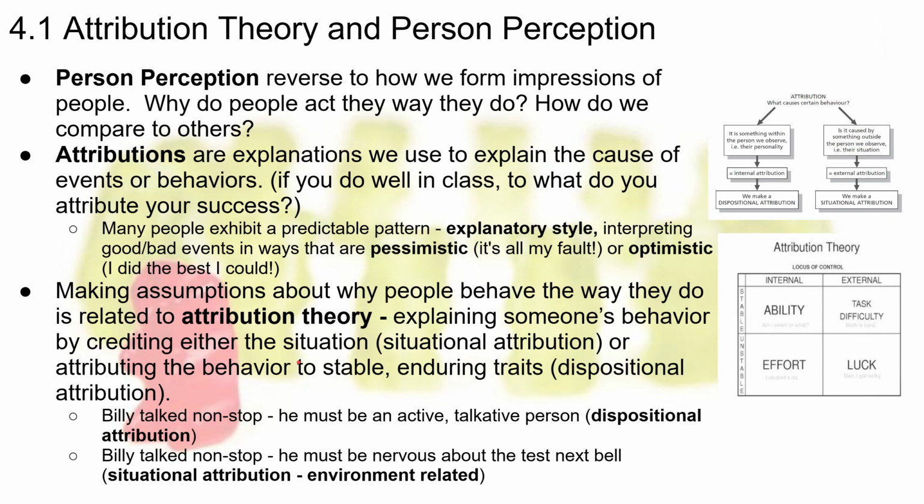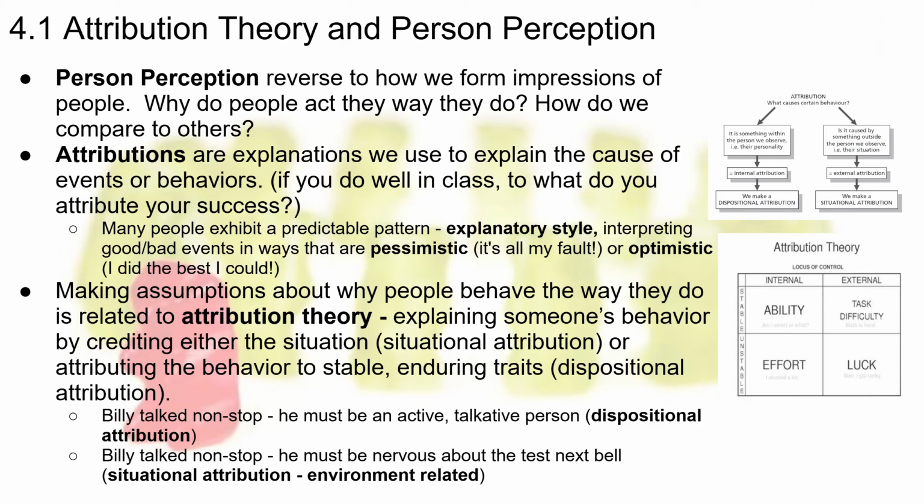All right. So how do we make these judgments about people, see something happen and just make a judgment right there? Well, this is the next topic we're going to look at, and it goes along with person perception. How do we perceive people? How do we change perceptions of people? And how do people we perceive compare to others? And the first part of this is attribution.